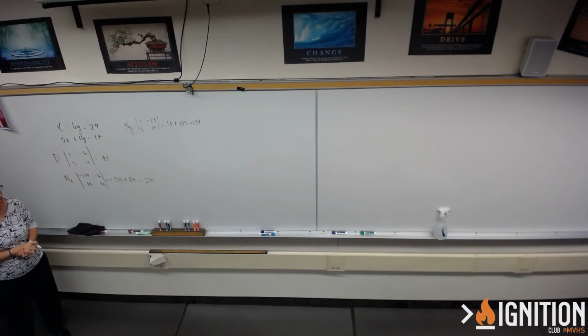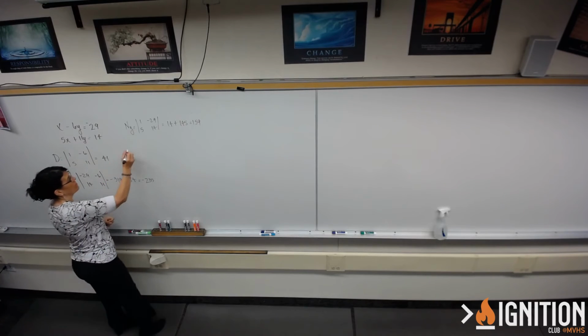Answer? Because it's not an answer. Don't do all the work and not get full credit because you forget the ordered pair. Negative 235 over 41, comma 159.